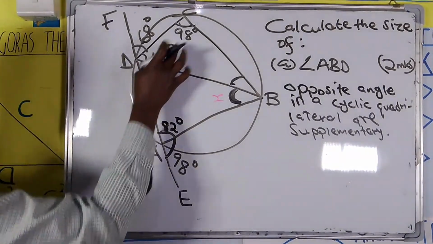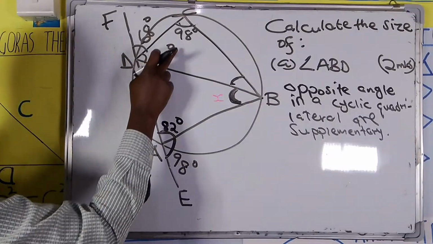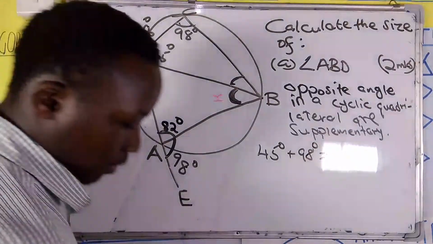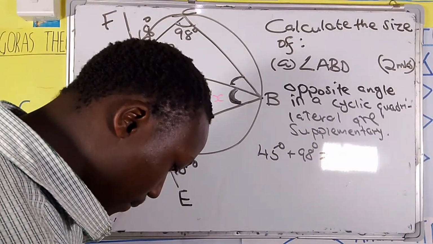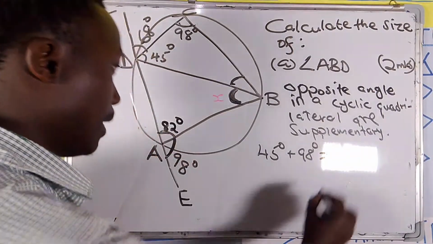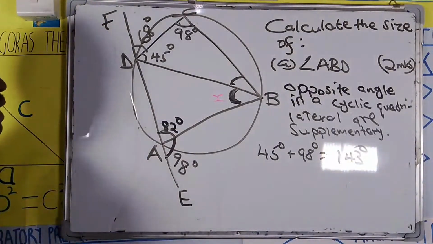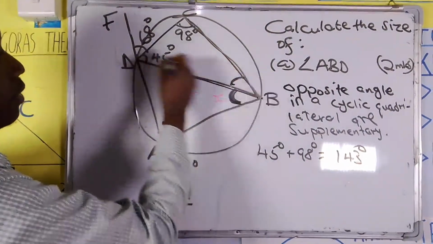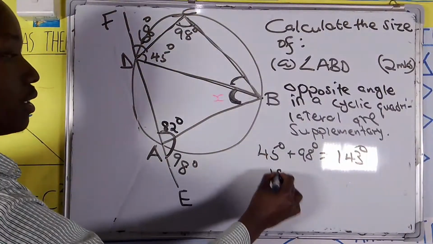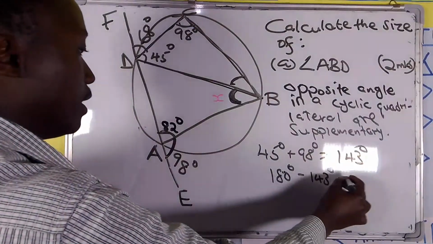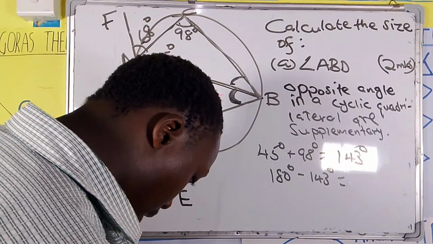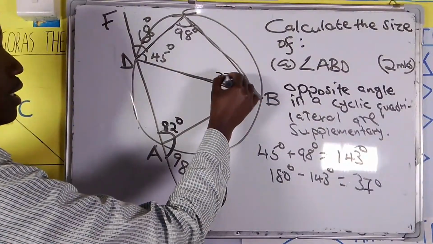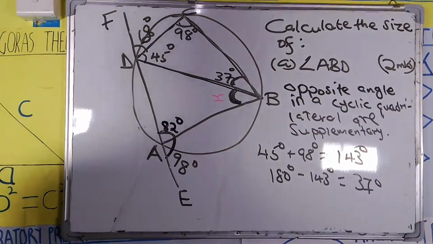So if this angle is 98 degrees, we can add the two: 45 plus 98 will be 143 degrees. And when we get that as 143 degrees, this is a triangle, and we know that interior angles of a triangle add up to 180. So what is 180 degrees minus 143 degrees? We will get 37 degrees. So this angle here is equal to 37 degrees.